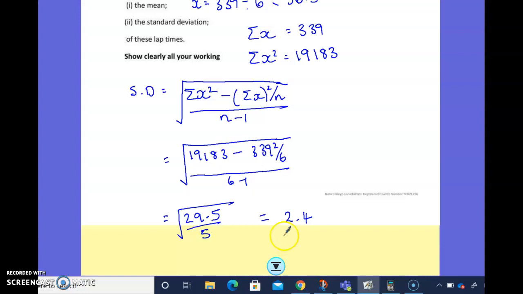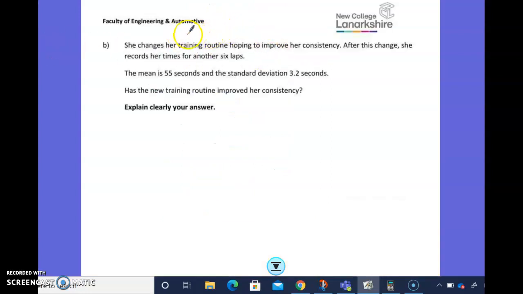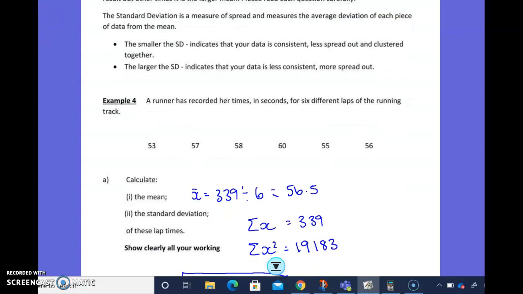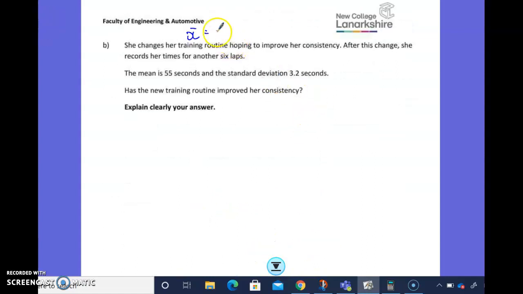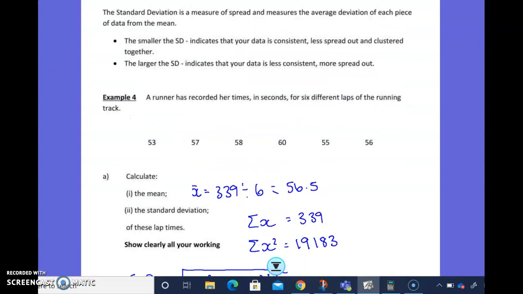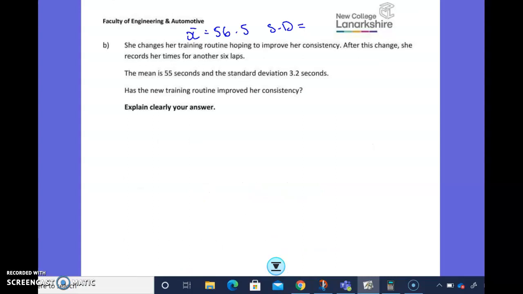We need to know our two answers here. So our mean is 56.5, our standard deviation is 2.4. I'm just going to write those down. So mean, oh, I've forgotten it already. Our mean is 56.5. Standard deviation is 2.4. I think it'd be easy to remember two numbers.